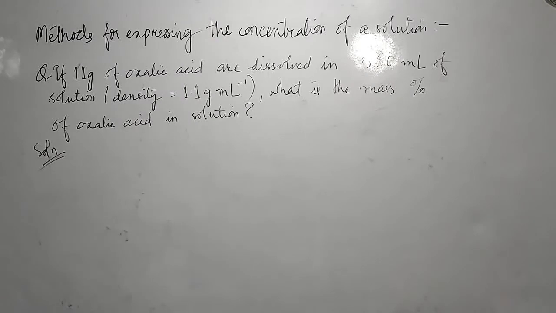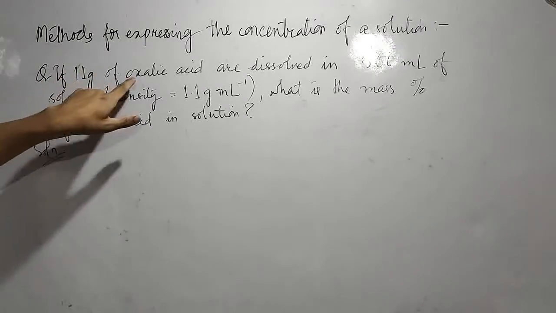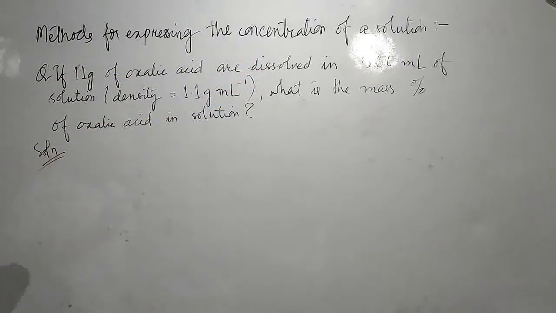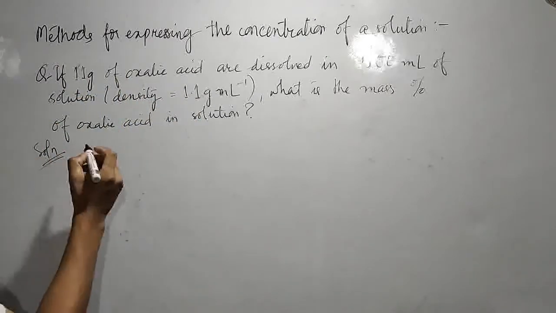Let us try one numerical problem to calculate the mass percentage. If 11 gram of oxalic acid is dissolved in 500 ml of solution, given the density of the solution is 1.1 gram per milliliter, what is the mass percentage of oxalic acid in solution? So this is the 11 gram of oxalic acid, dissolved in a solution of 500 ml, and this is the density of the solution.